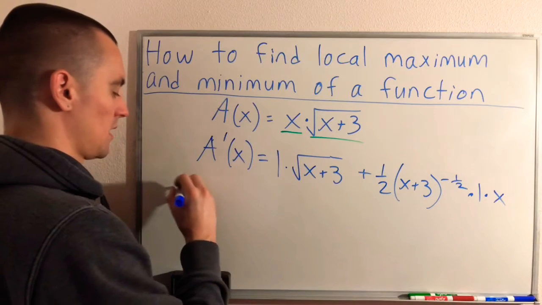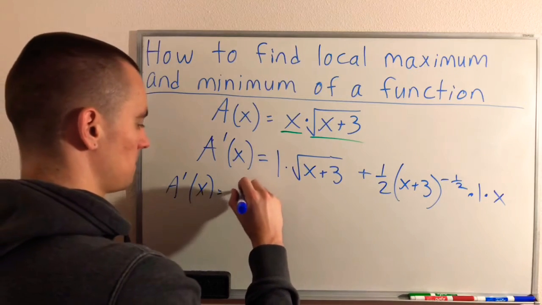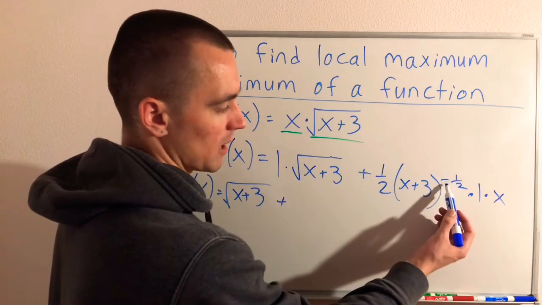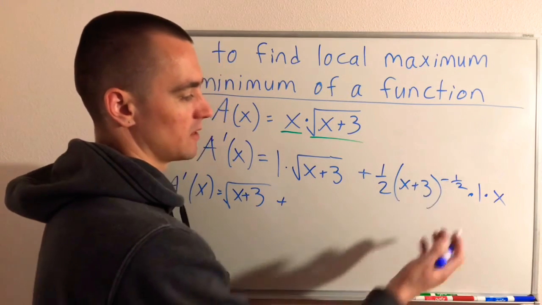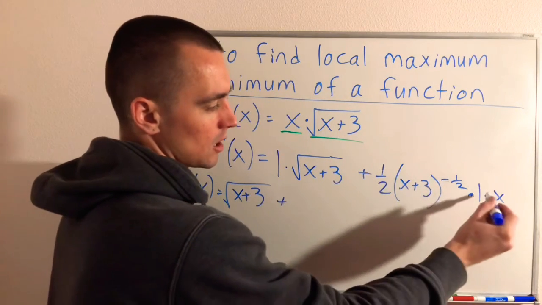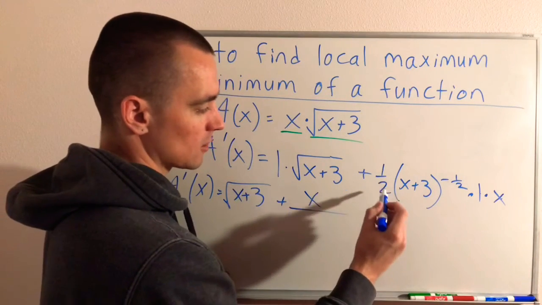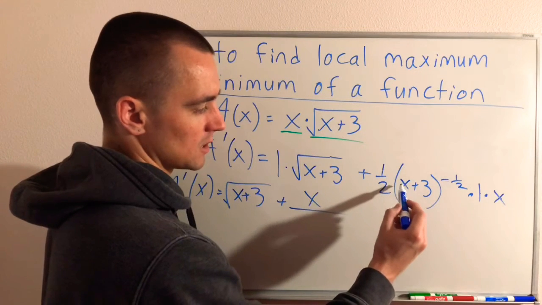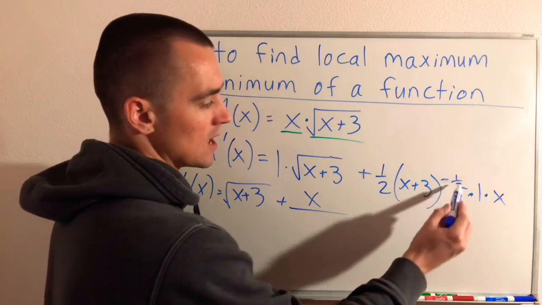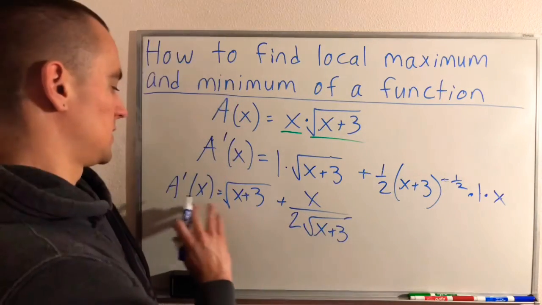Let's just simplify that. We'll say a prime is square root of x plus 3 plus, so having this be a negative power means that this is essentially going to be in the denominator. On our numerator, we're going to have a 1 times x, which is just x. And on our denominator, we're going to have 2 times the square root of x plus 3. Because the negative exponent brings it down to the denominator, and 1/2 power is the same as square root. So 2 times the square root of x plus 3. So this is our derivative.